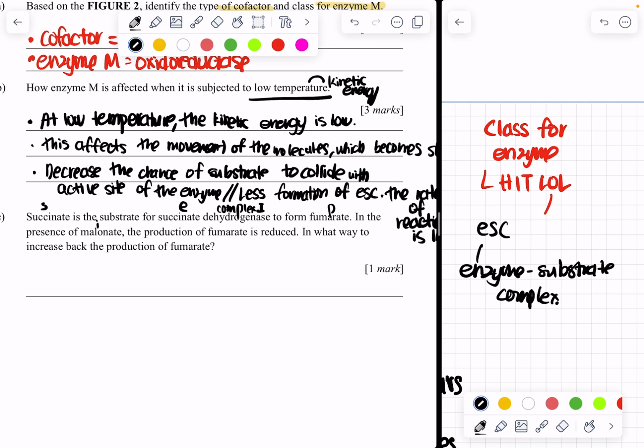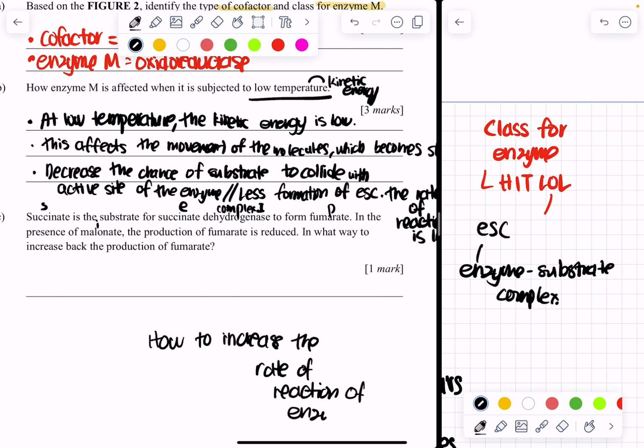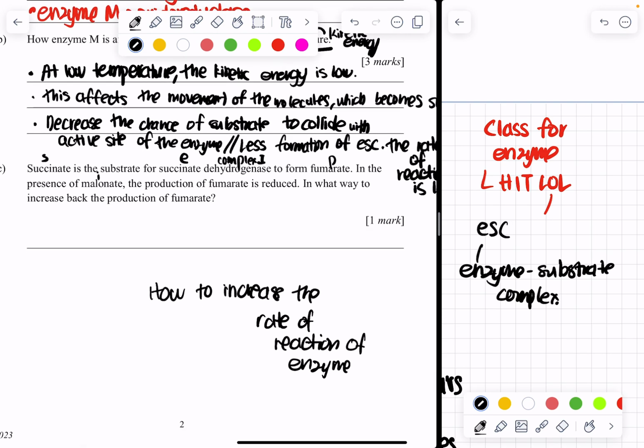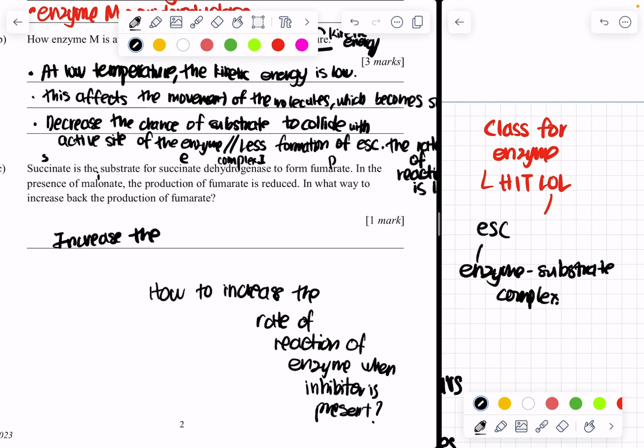So they are basically asking how to increase the rate of reaction of enzyme when inhibitor is present. What do you do? Increase the... Of course, we have to increase the concentration of substrate because that is way cheaper. Or if you want to say succinate, okay, sure. Why not? Because succinate is the substrate. Can? Done, 1 mark.